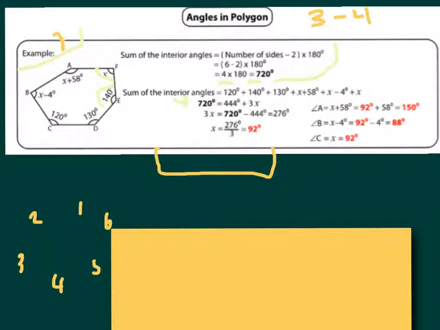Basically, the work you need is right here, so if you need to pause this, feel free. But here's the work and how you do this. If you take 120 and 140, 130, add them all up, you get 444. The x's all together, you get 3x, and then you subtract from both sides, divide by your 3, and that'll give you 92 degrees. That's what x is. So this would be 92 degrees, and if you wanted this angle measured, it'd be 92 plus 58, so on and so forth if you need to find the angles. But if you just need to find the x, once you get the x, you're done. So it's a pretty simple problem. I'm going to move on to the next slide.